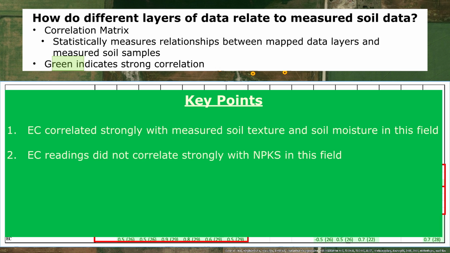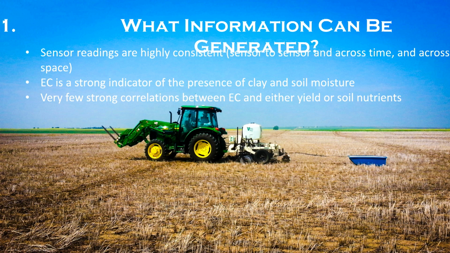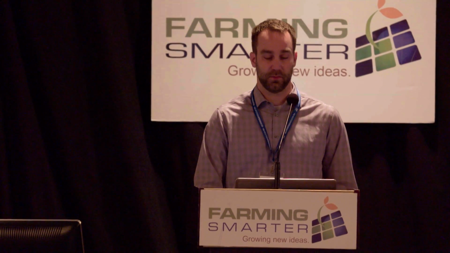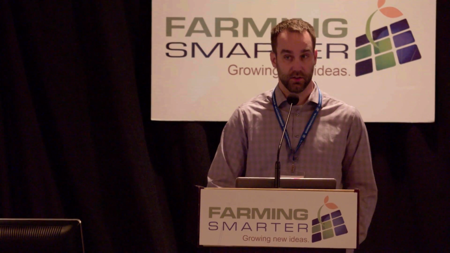So the key point out of that section is that EC correlated strongly to texture and moisture, but didn't necessarily have relationships with our macronutrients. So our first question was, what information can be generated? Well, we know our soil sensors are highly consistent, sensor to sensor, across space, and across time. So we can expect a reading at one time to be repeated at another time with another instrument. We can highly depend on this data. And EC is a very strong indicator of the presence of clay and soil moisture. But we didn't find a lot of strong relationships between conductivity and either yield or soil nutrients.